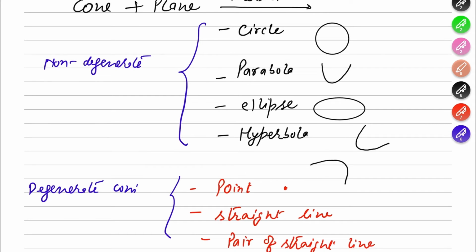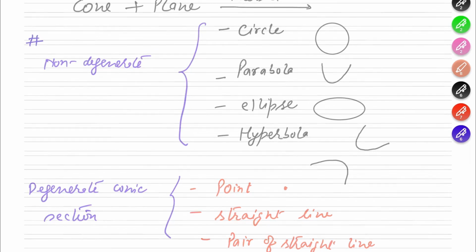Degenerate conic section. Okay, so we'll see what is the difference between non-degenerate and degenerate conic sections. But before that, we should see the intersection. Why is the intersection of a cone and a plane giving me a conic section?